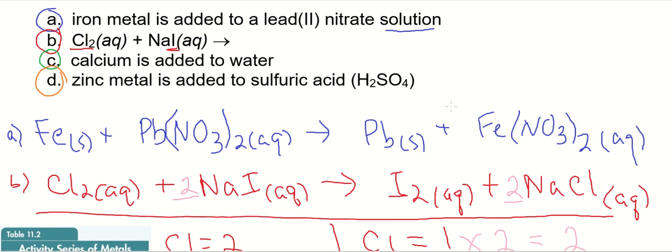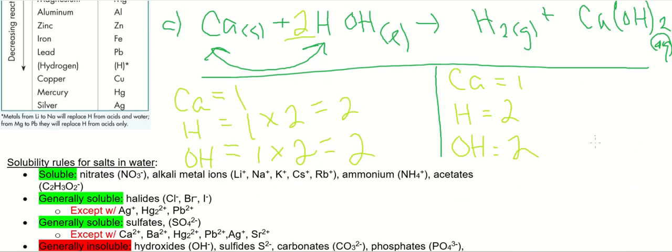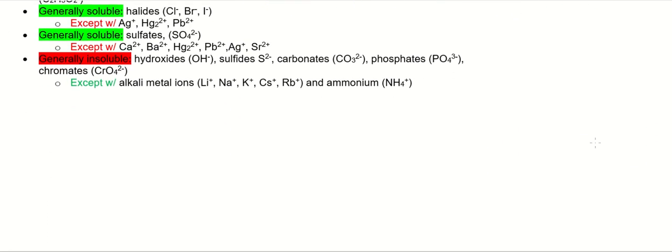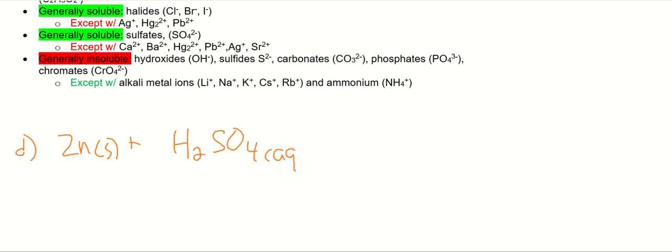Okay, zinc is added to sulfuric acid. I need more room. So we're on D, zinc metal. Put S there for solid, and sulfuric acid, H₂SO₄. Acids are going to be all in water, dissolved in water.